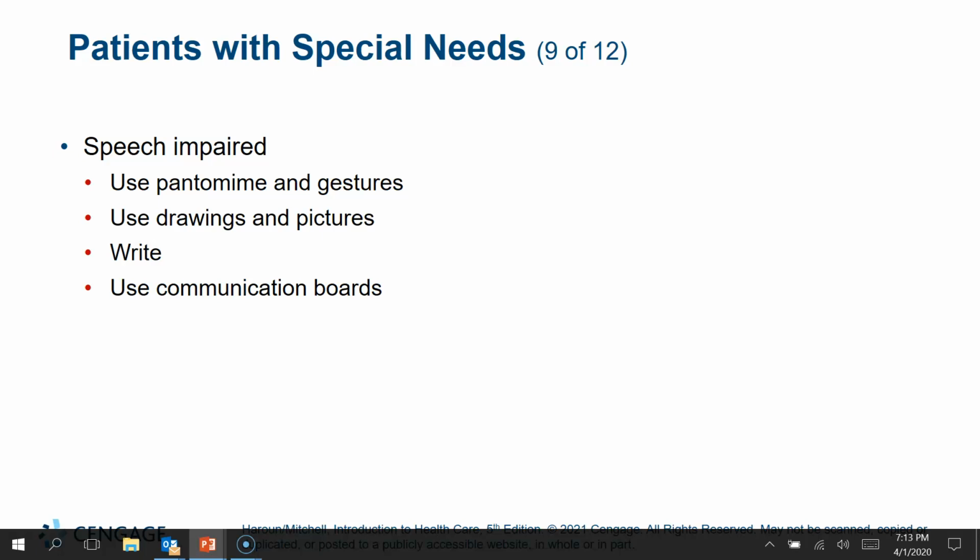We can use pantomime and gestures. A lot of times people will just write or they'll use pictures, depending on the age. So it really just depends. There's communication boards that are out there. They're starting to use iPads and technology. We've seen that a lot with children with autism, being able to communicate using technology.